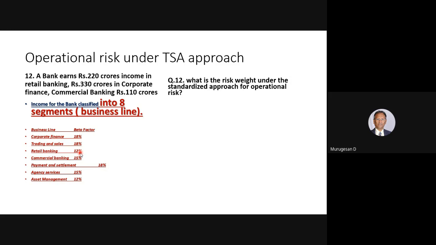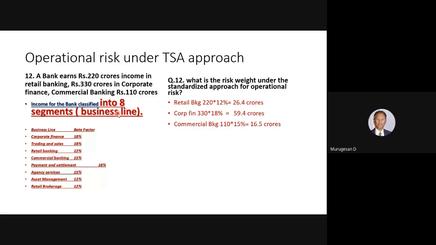This is how Basel is an approximate formula, an approved formula. Asset management means bad assets you are managing, so you may lose 12%. There are three categories at 18%, and at 15% there are two categories. The remaining eight segments, friends, they will give a question. Well, you see the question.